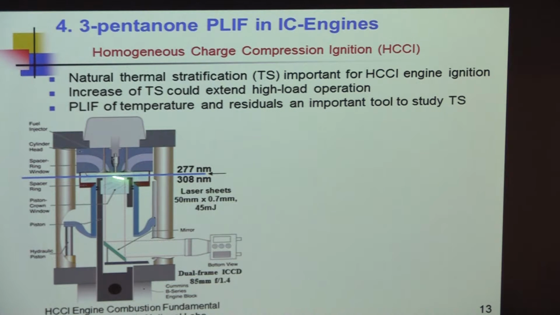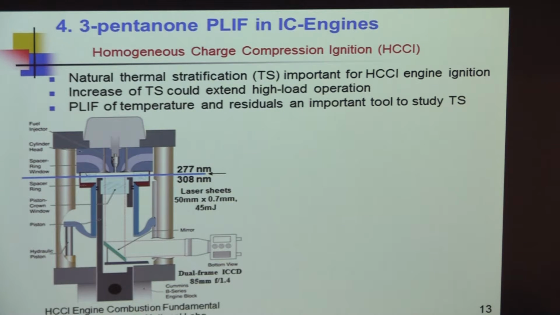You also can do it with a transparent cylinder in another way. So you want to look inside, and this was done at Sandia. In this case, he was using 308, which is xenon chloride. He formed it into laser sheets of 50 millimeters by 0.7 millimeters thick, 45 millijoules of light, and 277. How did he get that? He had to do Raman shifting. So he took this light and you send it into a tube filled with hydrogen, and you get a Raman shift, and you can produce 277 nanometers.